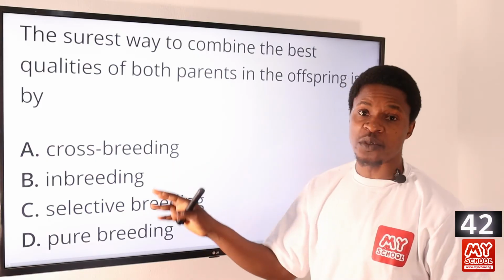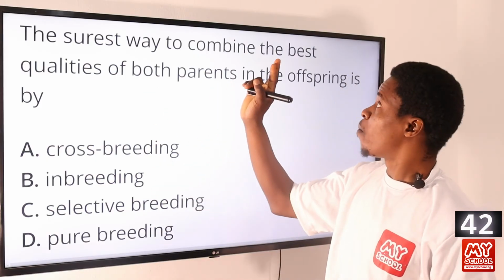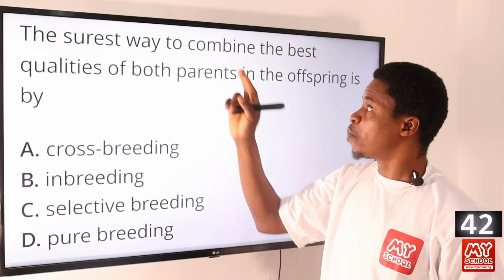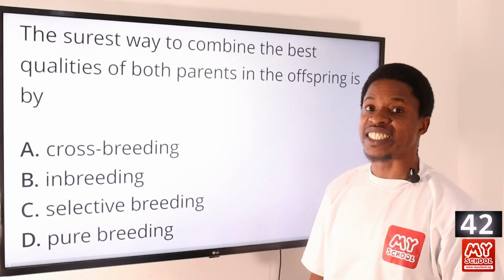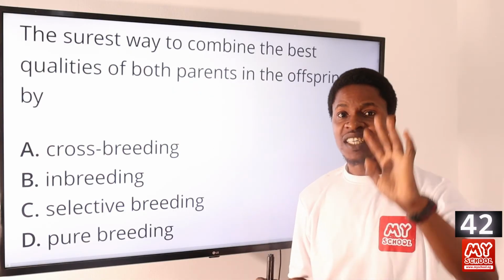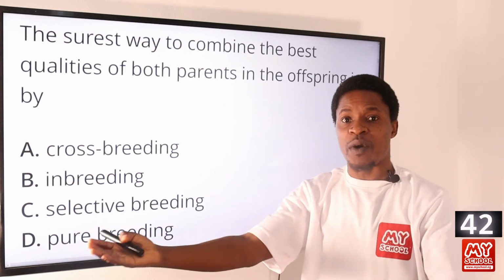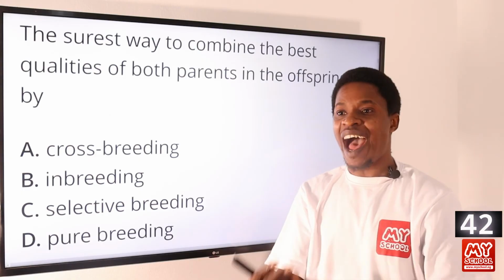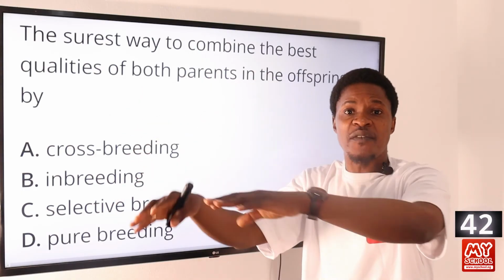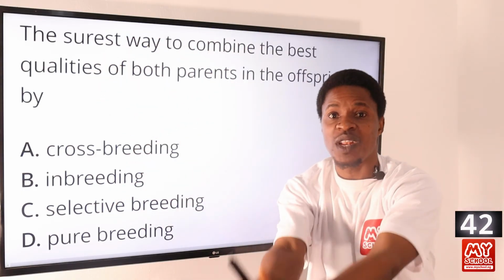Of course, among these options now, the surest way to combine the best qualities of both parents in the offspring is by crossbreeding, because the traits you have in these parents and the different ones you have in these ones together, when you crossbreed, you'll be able to have the qualities that you have in both parents in that particular offspring.